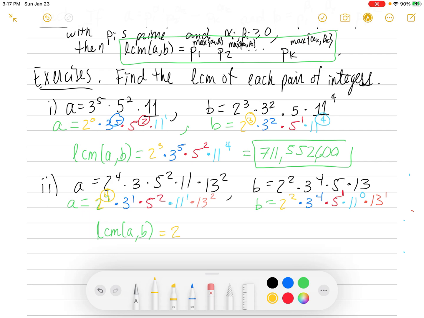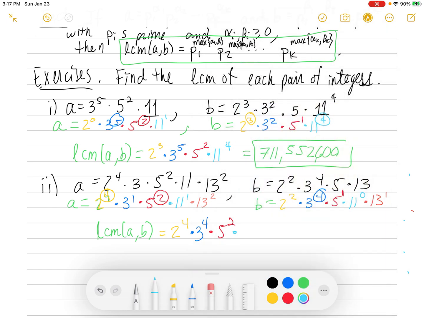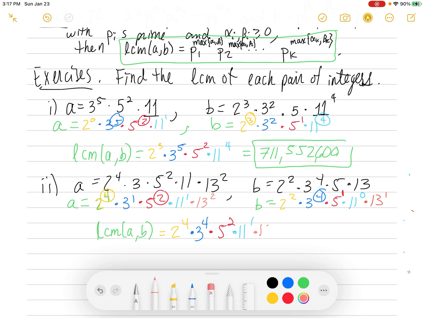It's going to involve a 2, and the largest power is a power of 4. It's going to involve a 3, largest power of 4. It's going to involve a 5. The largest power is a power of 2. It's going to involve an 11, with a power of 1, and 13. 13, the largest power is a power of 2. So I multiply that all out.